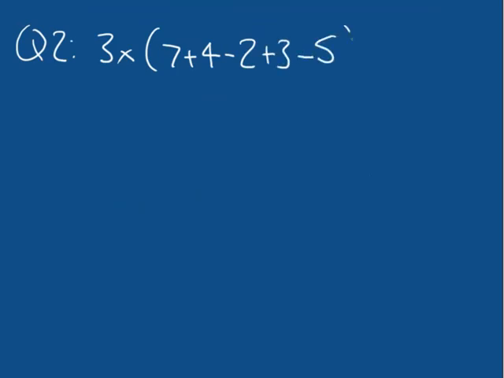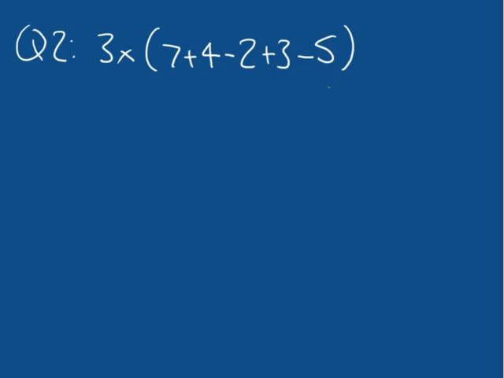Question 2, again, I want you to expand and evaluate. In this case, 3 times (7 plus 4 minus 2 plus 3, and let's say minus 5). Fantastic. So I want you to expand and evaluate that, and then I'd like you to compare the result you get to evaluating this expression as written. So again, go ahead and pause once you have an answer, or if you get stuck, unpause and I will work through the answer.